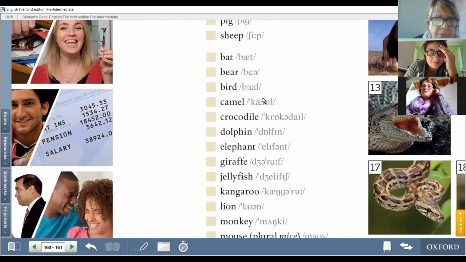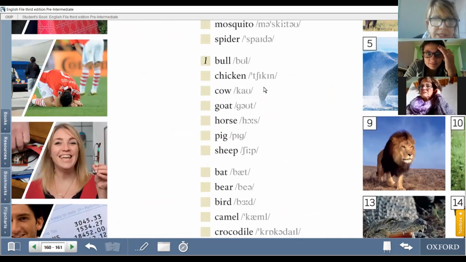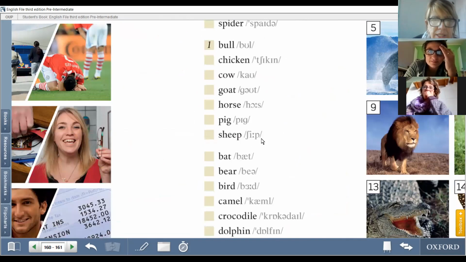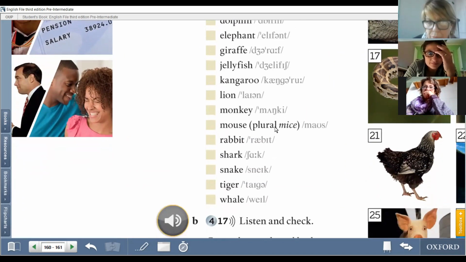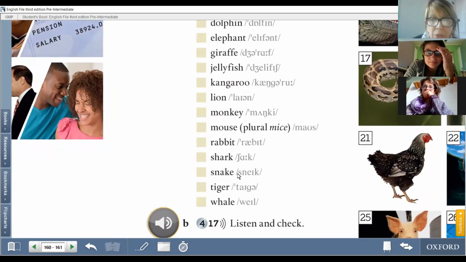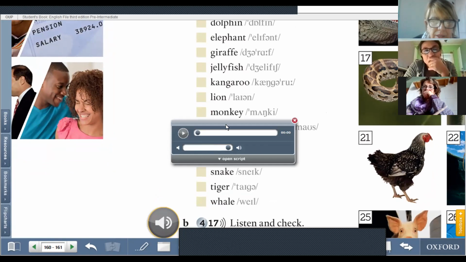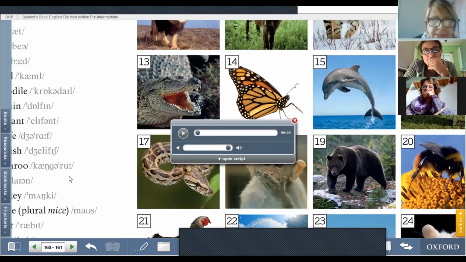Now we are going. Here you see, you got all the words that are, of course, written here. You find them in your book. And now we are going to listen to them.